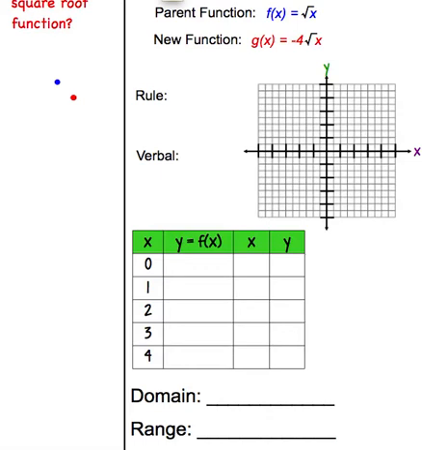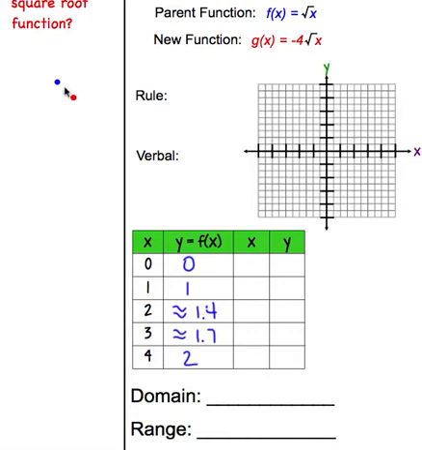So I'm going to start by filling out the first part of this table. Square root of 0 is 0. Square root of 1 is 1. Now square root of 2 is not pretty. I'm going to put an estimate here, which is approximately 1.4. And I'm going to do square root of 3, which is approximately 1.7. And the square root of 4 is 2. So let's go ahead and graph that now.